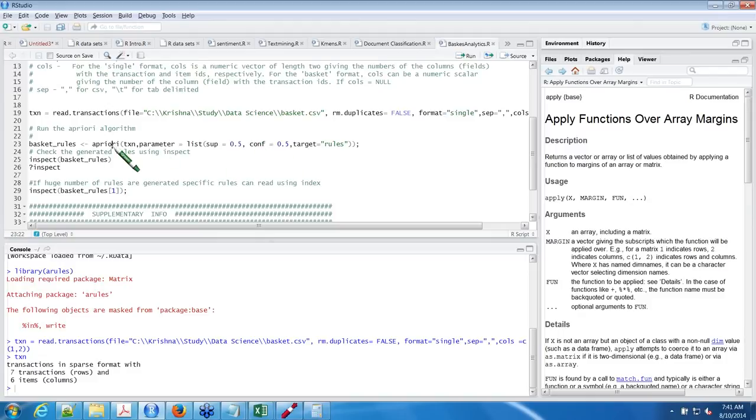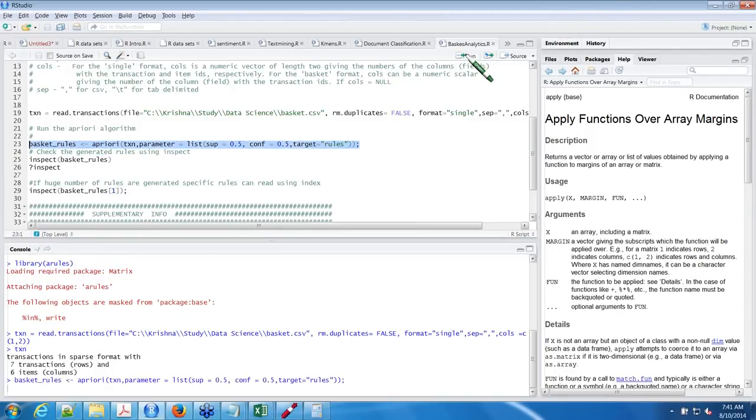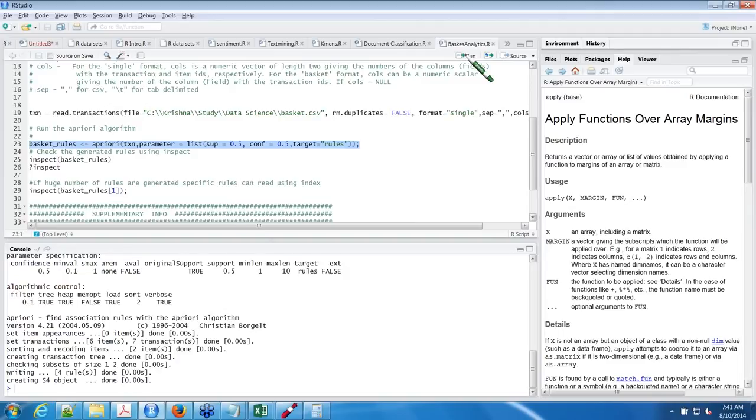So now, if you look at the apriori, the parameter is going to be support, I am making it 50% and confidence also 50%. 0.5 is equal to 50%. And target is equal to rules, which will give me a set of rules on what basis a product X is bought with Y. That's the kind of rules I will be getting out. So if you run this, now I will be getting certain association rules between each and every product.